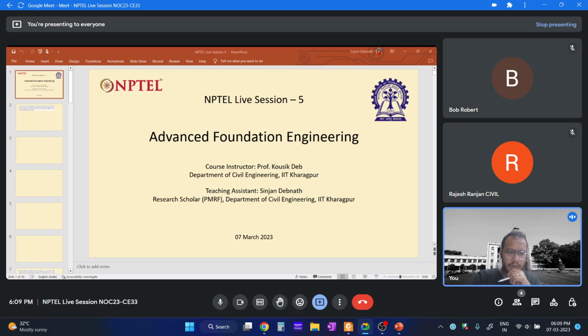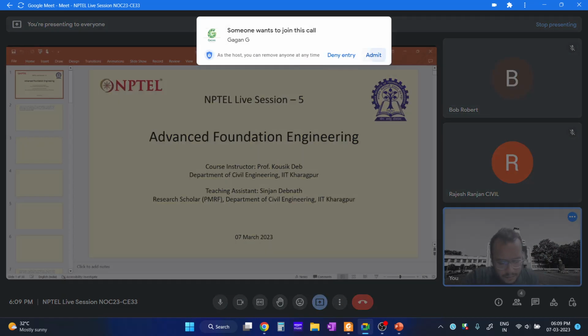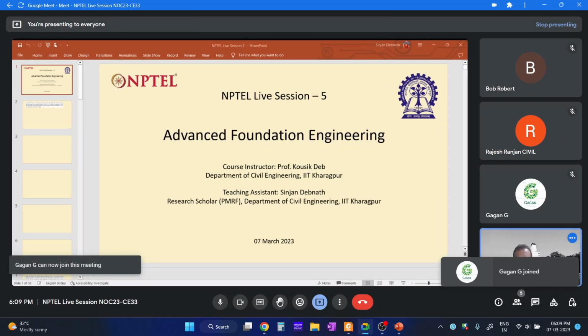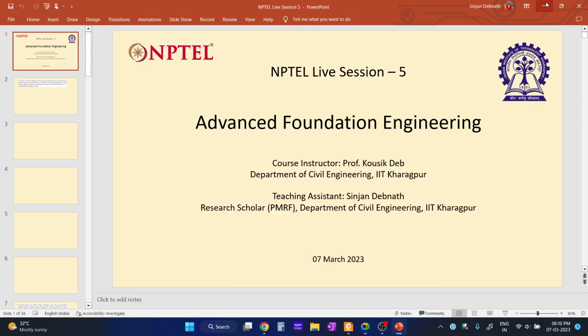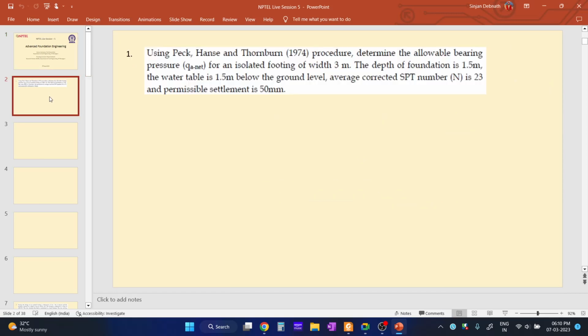Design of shallow foundation means we are going to find out the dimensions. I'm going to show you how to find out the dimensions of the shallow foundations using in situ test data like SPT, CPT data, or maybe using lab test data. Okay, so let's go to the first problem. Let's see what the problem is. So this is the first problem.